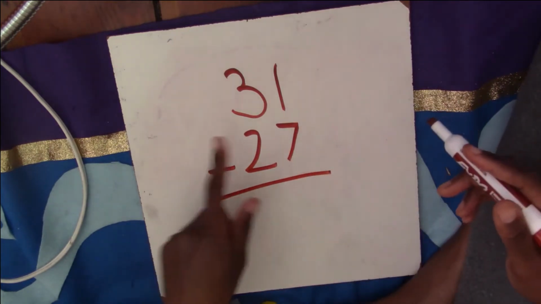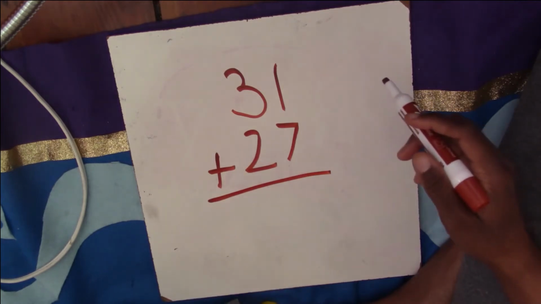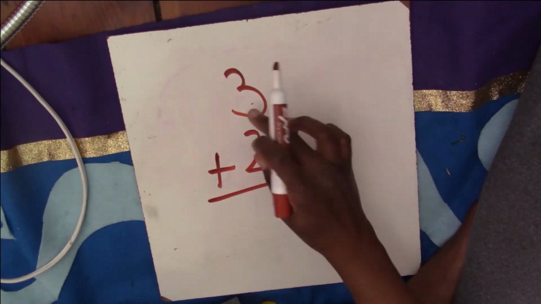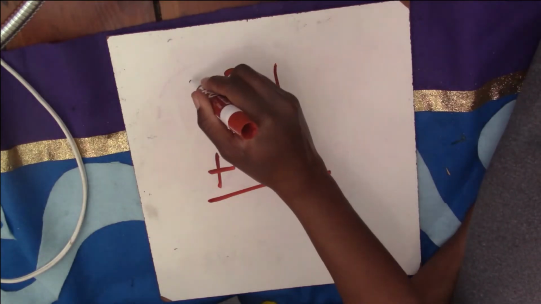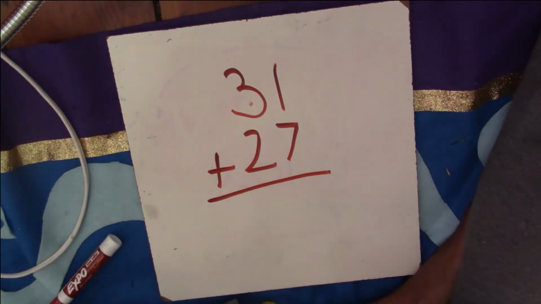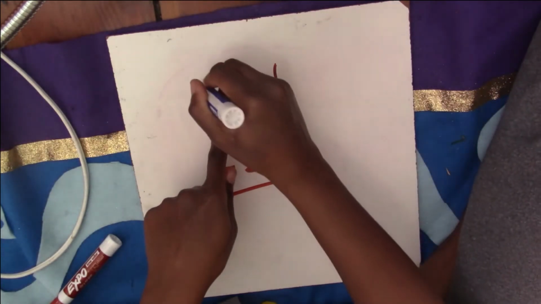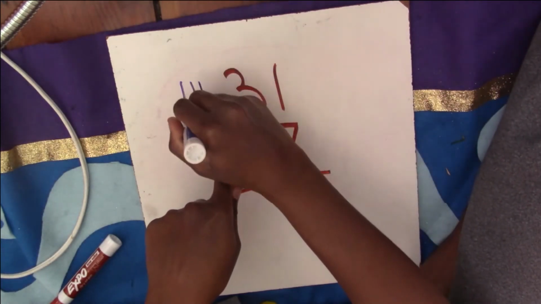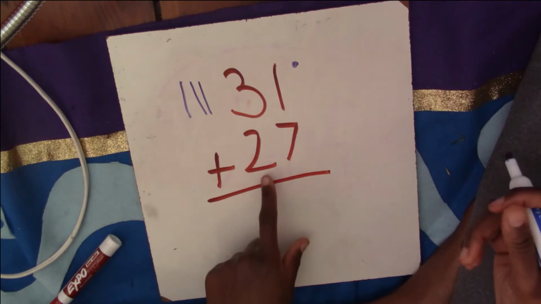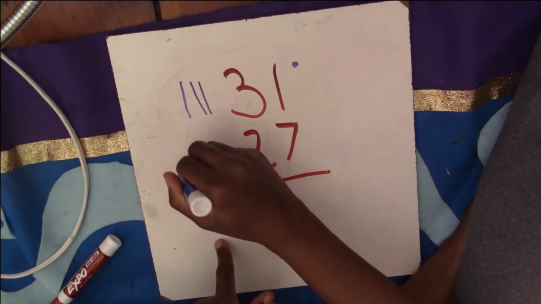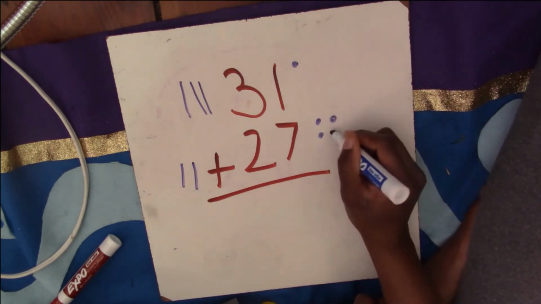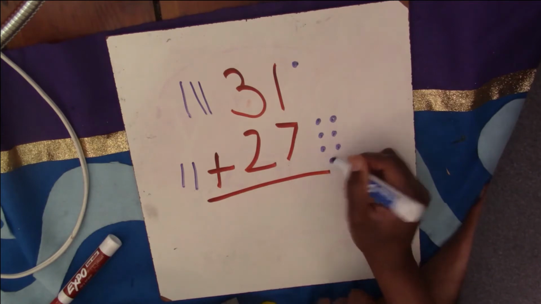31 plus 27. So we're going to draw our tens and our ones. For 31, I have 3 tens: 10, 20, 30, and 1 one. I'm going to draw my ones. For 27, I have 2 tens, 10, 20, and 7 ones: 1, 2, 3, 4, 5, 6, 7.